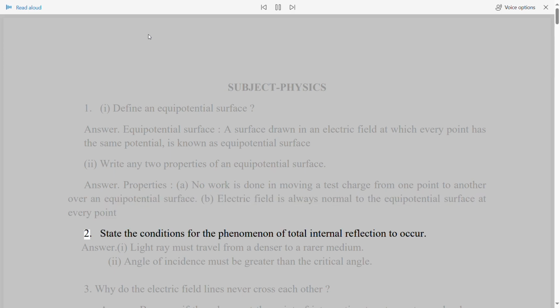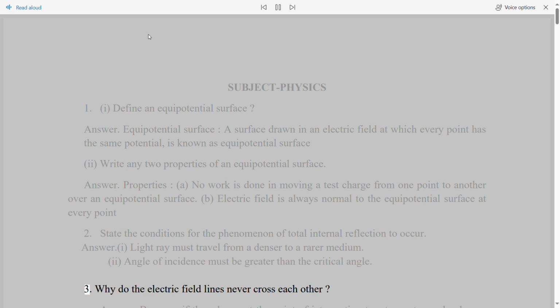3. State the conditions for the phenomenon of total internal reflection to occur. Answer. 1. Light ray must travel from a denser to a rarer medium. 2. Angle of incidence must be greater than the critical angle.